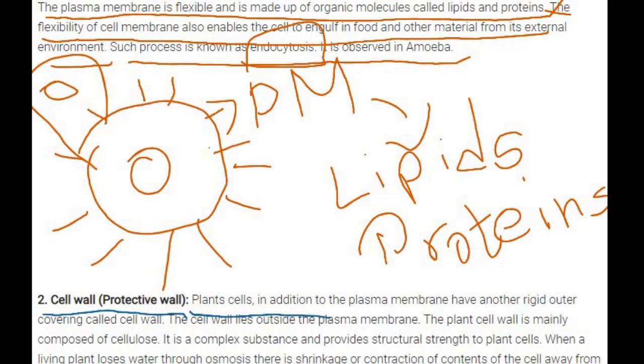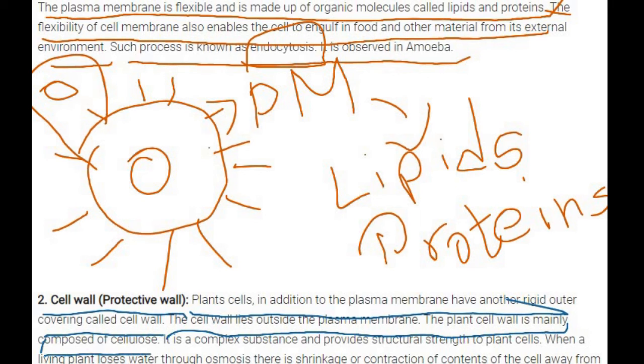Plant cells, in addition to the plasma membrane, have another rigid outer covering called the cell wall. Another important point is that the cell wall is present only in plant cells and not in animal cells. This is an important difference between animal cell and plant cell also. The cell wall lies outside the plasma membrane. The plant cell wall is mainly composed of cellulose. It is a complex substance and provides structural strength to plant cells.